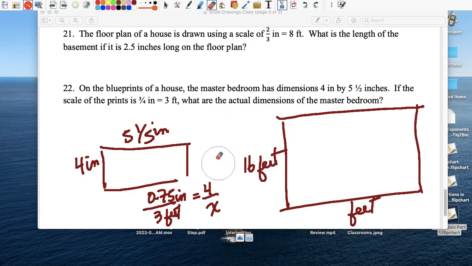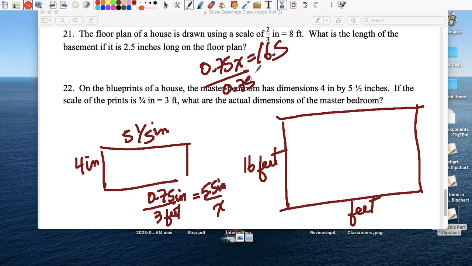Part 1 is done. Second part, we do the 5.5. So that's my scale. So if I have 5.5 inches in the drawing, how many feet would be in real life? Again, cross multiply, 0.75x equals 5.5 times 3, which is 16.5. Now we're going to divide both sides by 0.75. And we get 22. So 5.5 inches in the drawing actually means 22 feet in real life. Okay, and that's your check understanding.